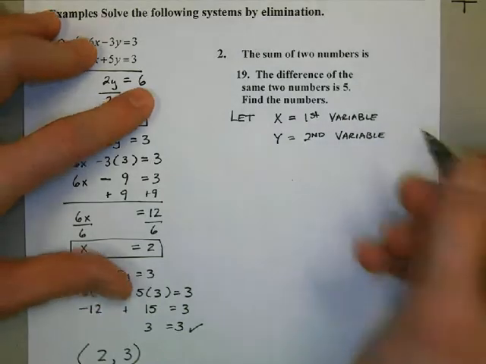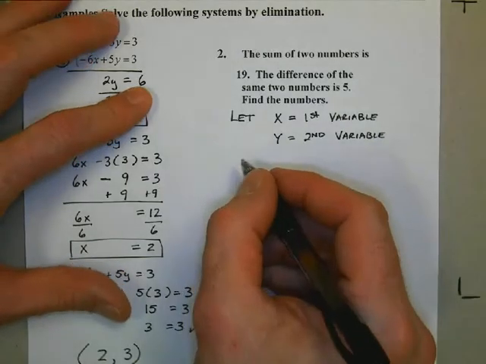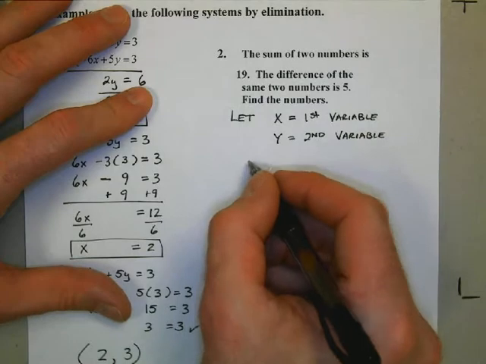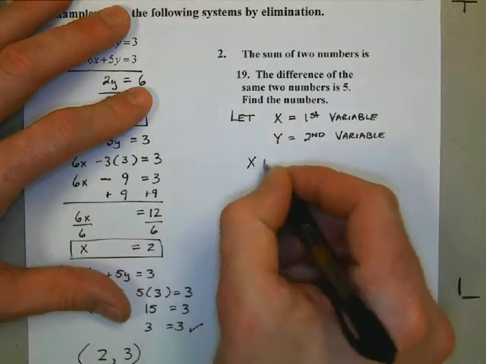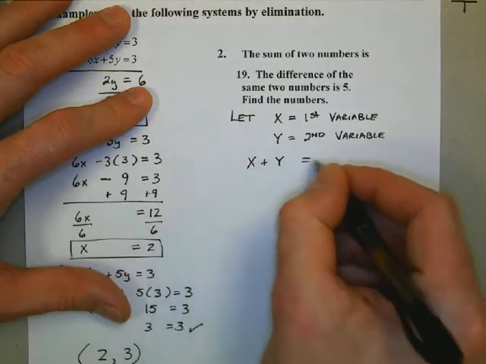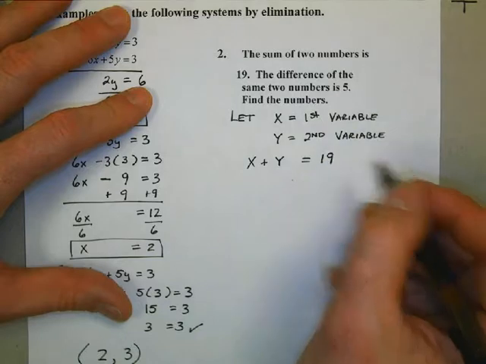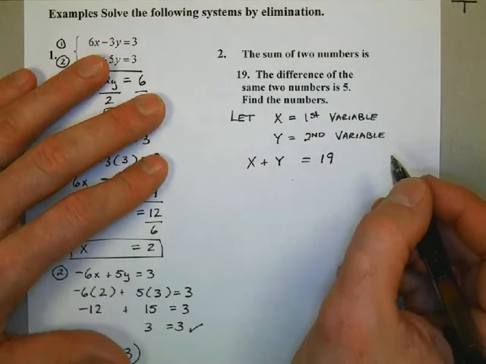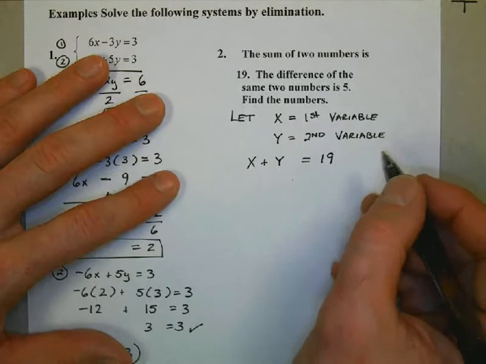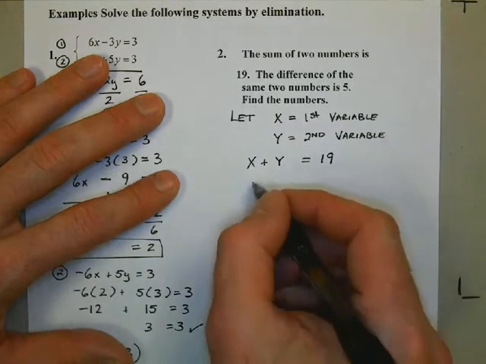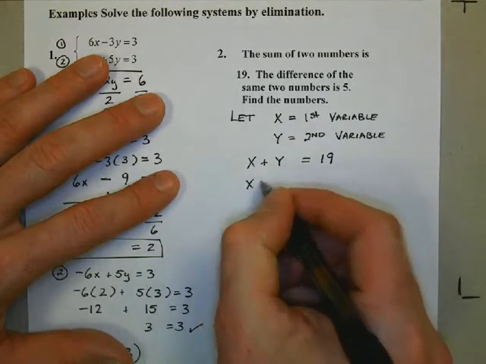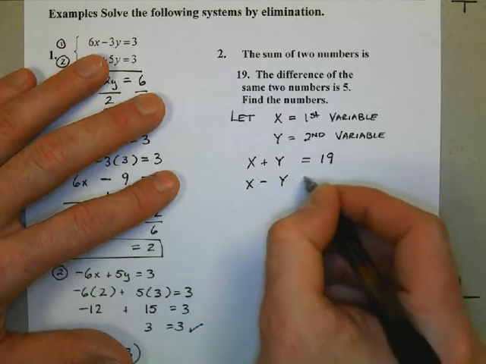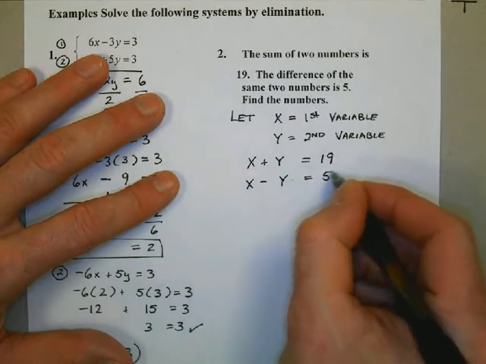So our first equation says the sum of two numbers is 19. That means x plus y equals 19. Our second equation says the difference of the same two numbers is 5. Difference means subtraction. That means x minus y equals 5. We now have our system of equations. Very simple to solve in this case.